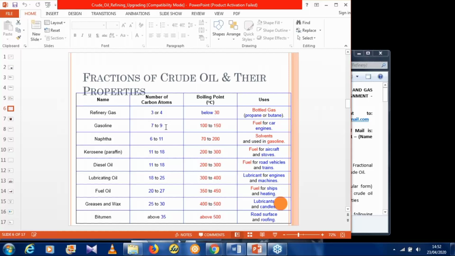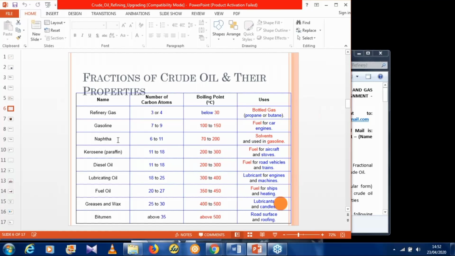Then we have the gasoline, the hydrocarbon fractions that have 7 to 9 hydrocarbons. I'm sorry, 7 to 9 carbon atoms, I meant to say, and they are usually recovered at a boiling point of about 100 to 150 degrees Celsius. And what they are used for: cars and engines. So you have a lot of them, and so on and so forth.